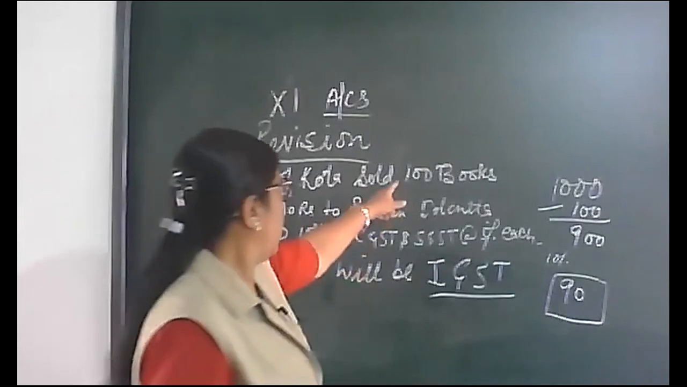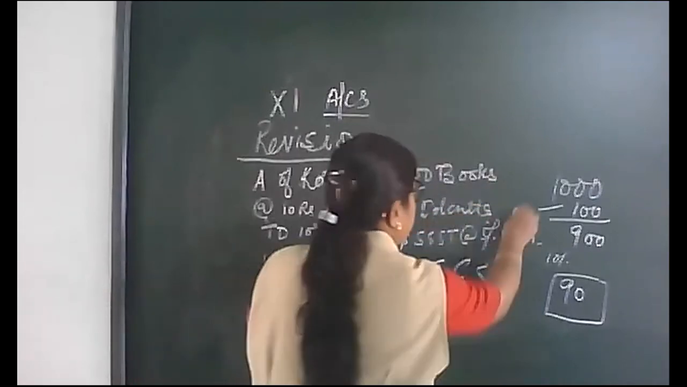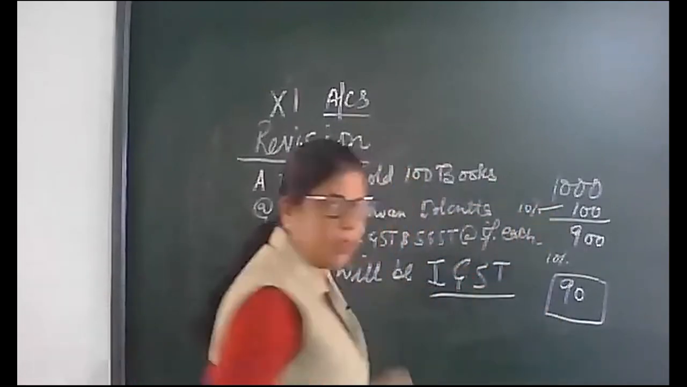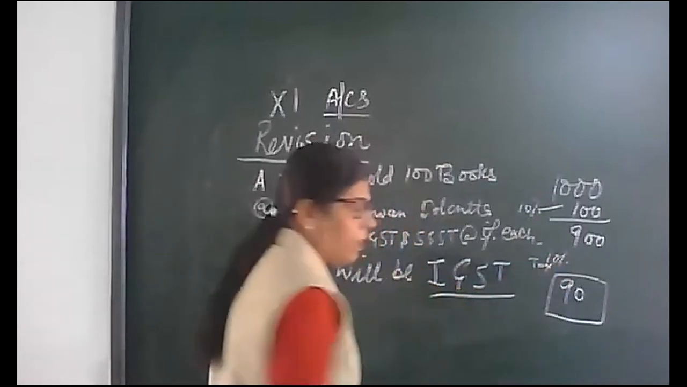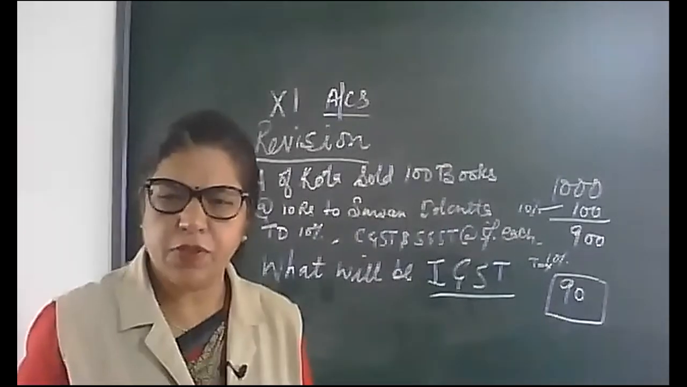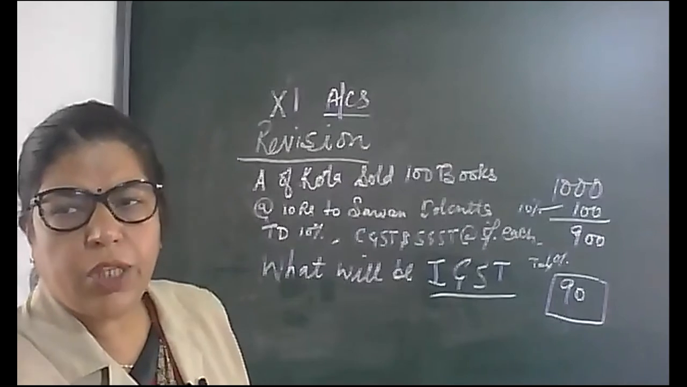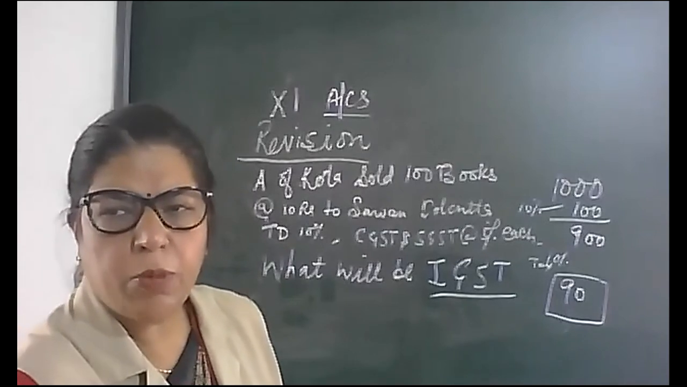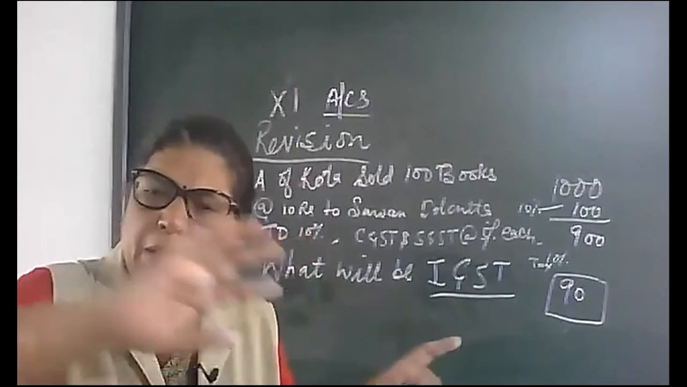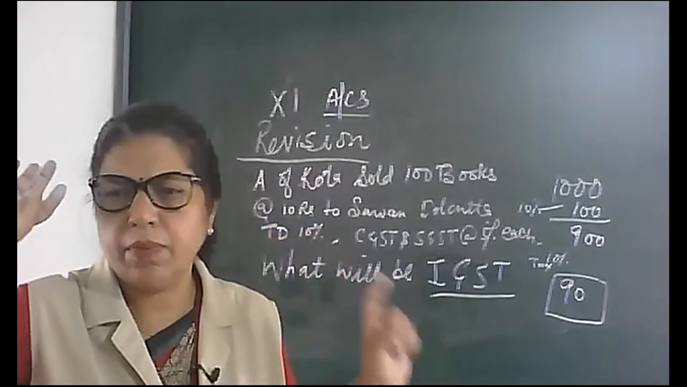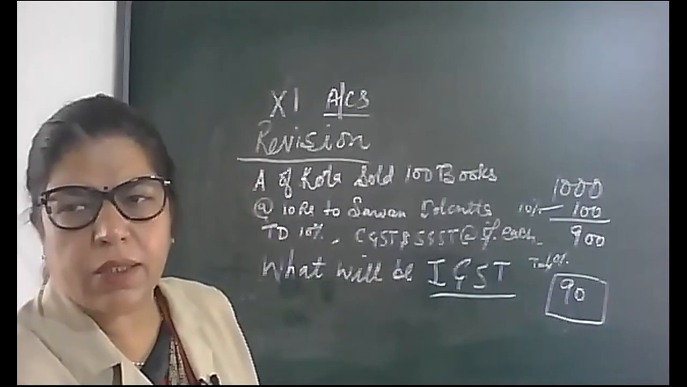1000, that is 100 into 10, minus 10% TD. TD will be minus. Then 10% tax will be plus. IGST will be 10%. Clear? Got it? I'm sure everyone will get it. Now my question is, no need to make the complete sales book. Okay. Now, next question related to this.